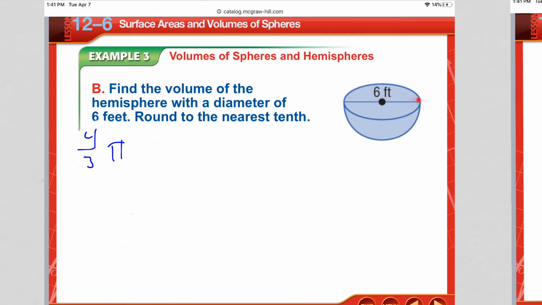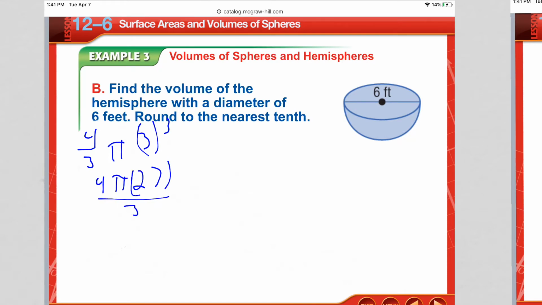how the line goes all the way across. If the line goes all the way across, no matter where that number is, that means that is your diameter. So then our radius here would be 3. So again, I'm going to figure out that 3 cubed is 27. So 4 times pi times 27, then divide that by 3.